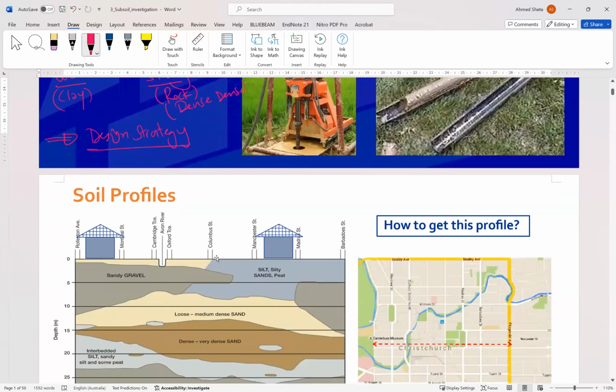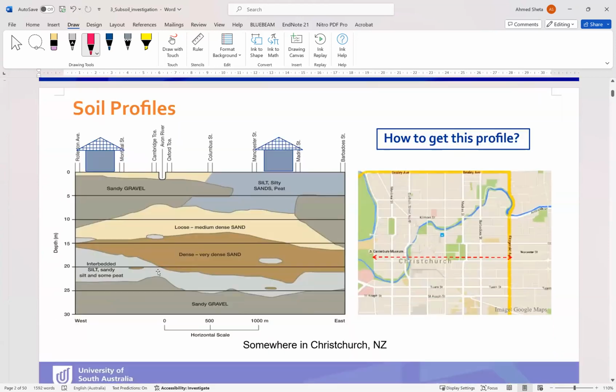are dealing with. For example, if we have this soil profile somewhere in Christchurch in New Zealand, we have used this profile before in the previous lecture. But anyway, this is a good example of how the layers change in a very close area. For example, we have two buildings.